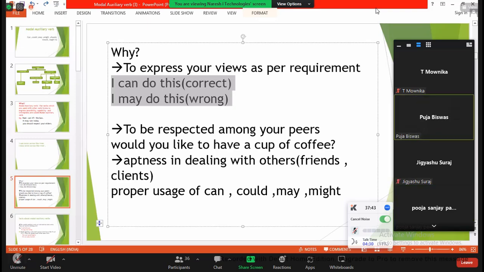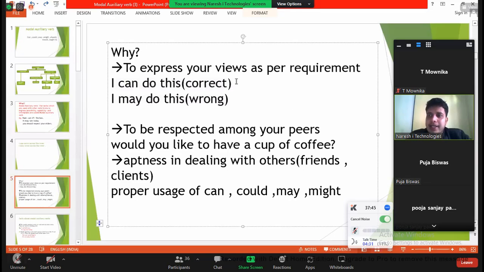I may do this. So grammatically, both the sentences are right, but practically it's wrong. For example, let's say your manager comes and, let's say you are a fresher, he or she says, can you do this?